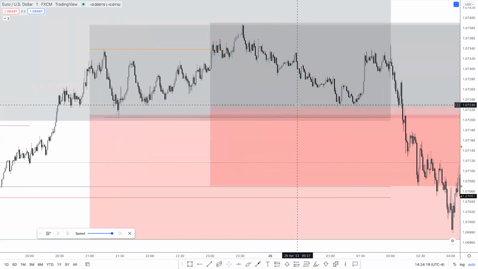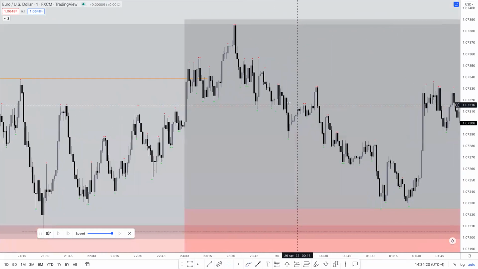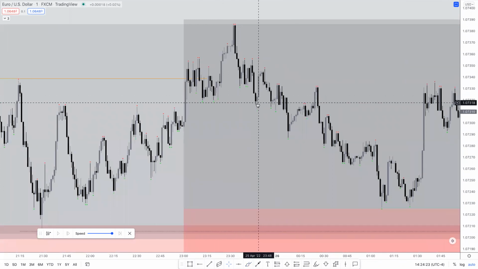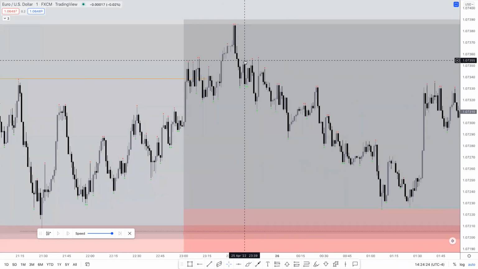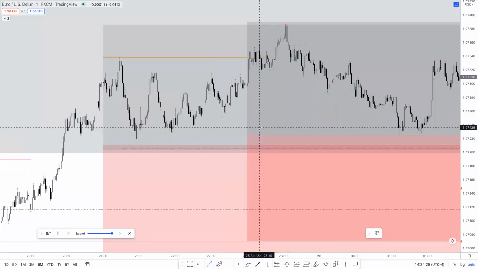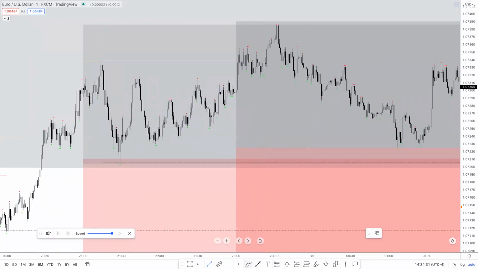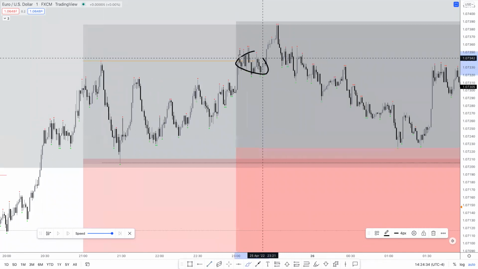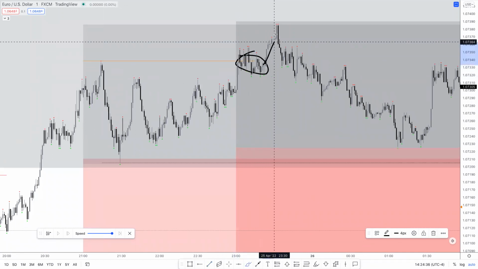All right, coming into here, we probably would not have gone in a position. All I can say is the only one that would have been probable would have been over here. If we look at this setup, what do we clearly see? We see the accumulation. We see the manipulation.